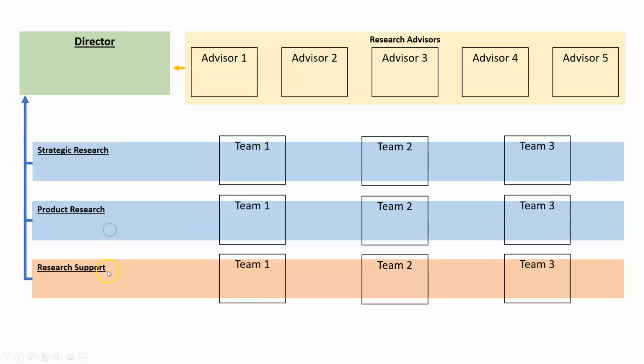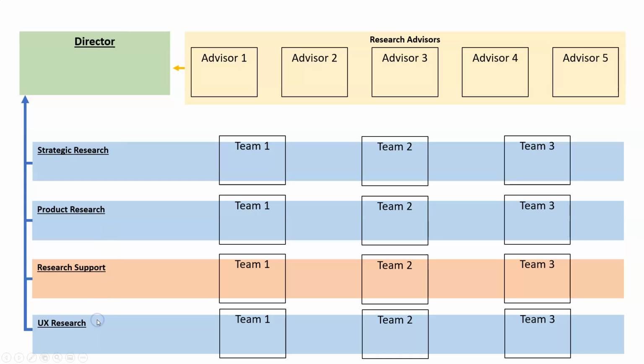Eventually, we added also a row 4, which looked like this. So you could see it was a UX research group, and it also had 3 teams. And I've colored this one orange here because they were considered not really research, but field coordinators and supporters. But you could see that after we added this additional row, we had a row 4.